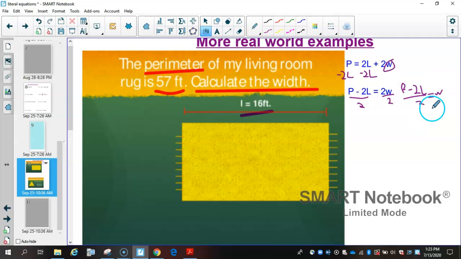If you wanted to do that here and say P over 2 minus 2L over 2, well, 2L over 2 is the same thing as 2 divided by 2, so that would just be 1 L. That would be okay as well. So that's just a side note.